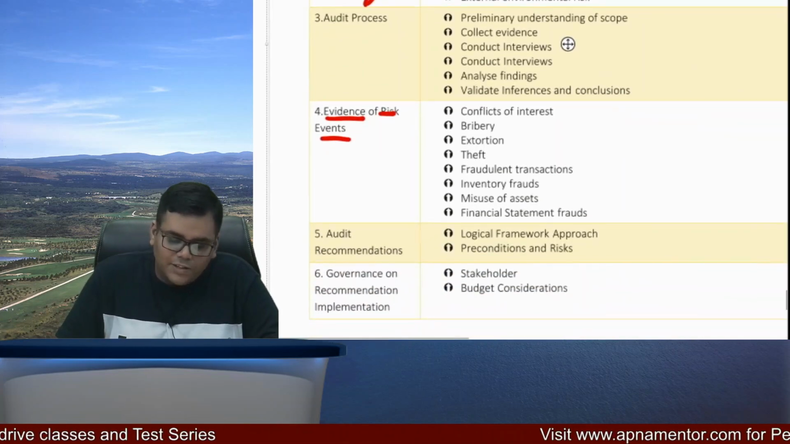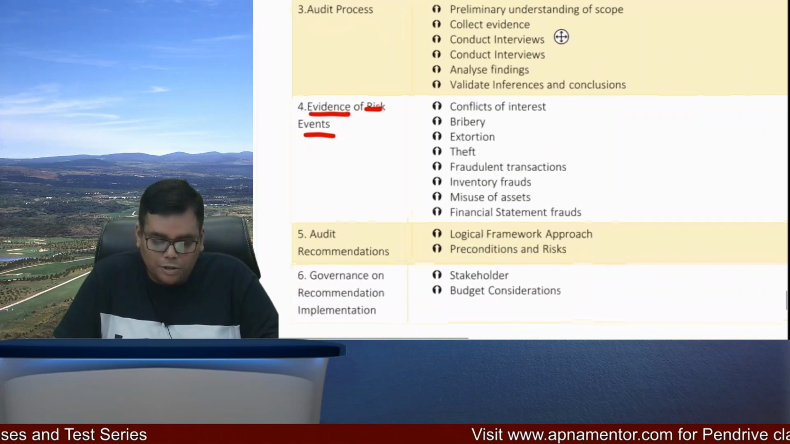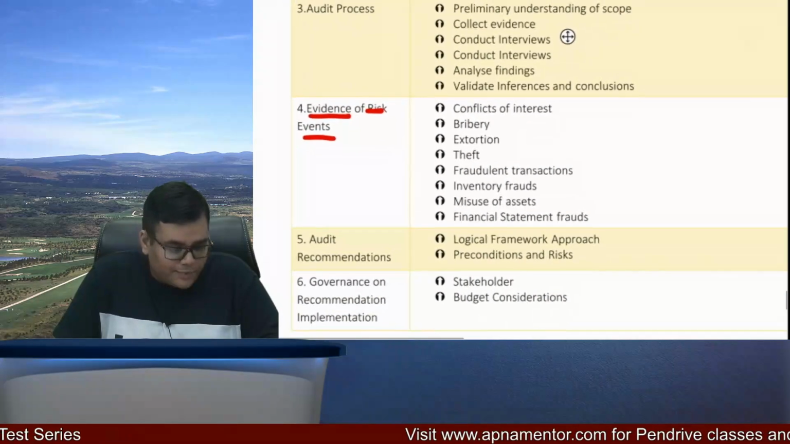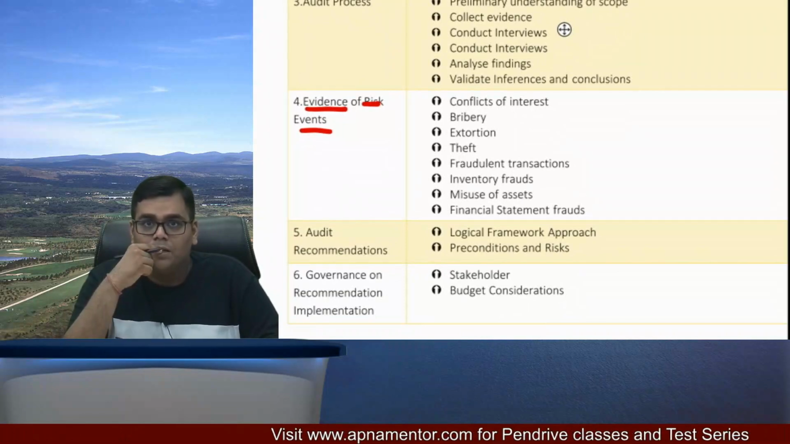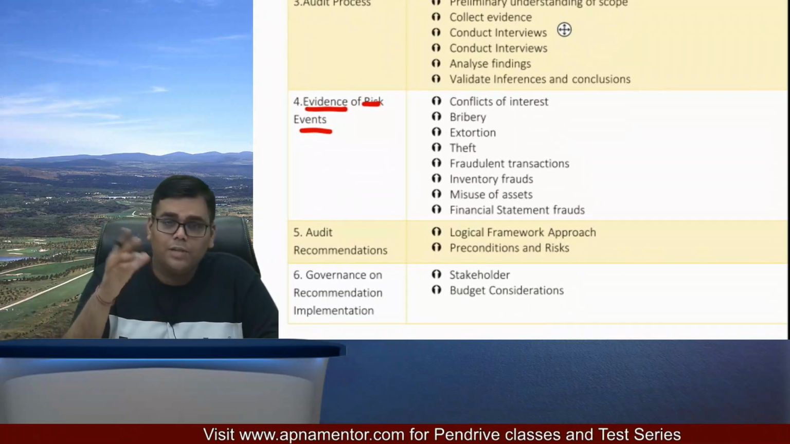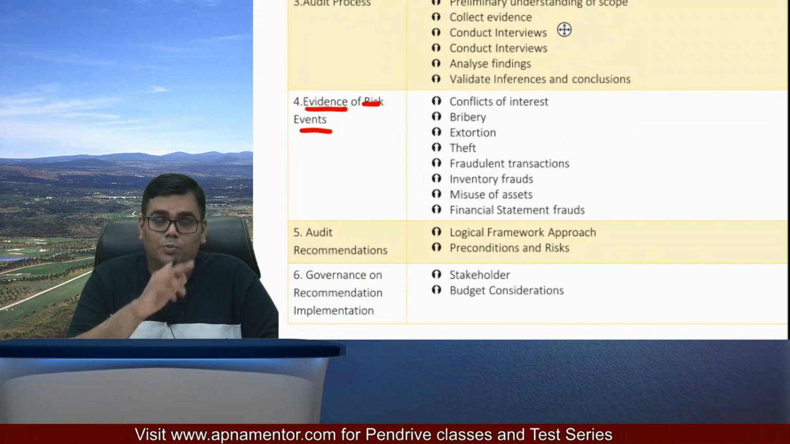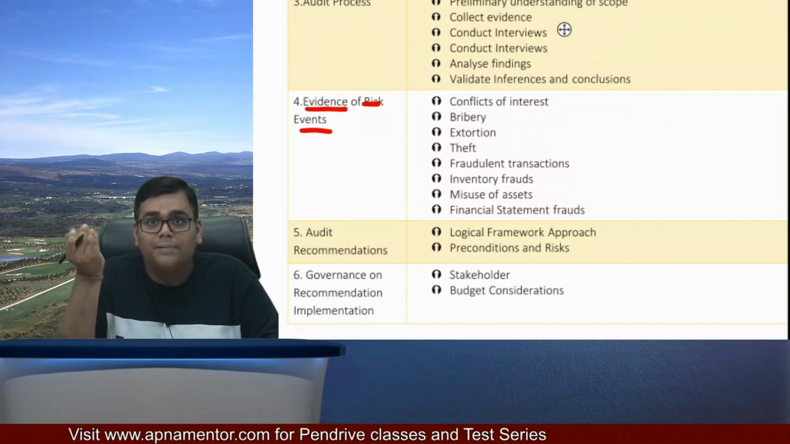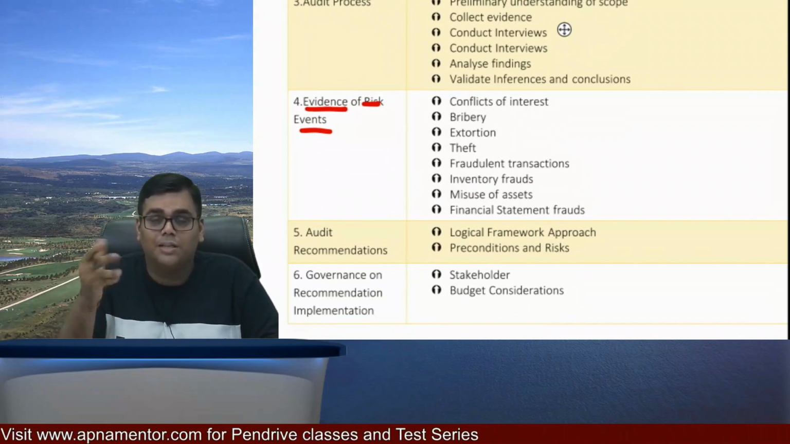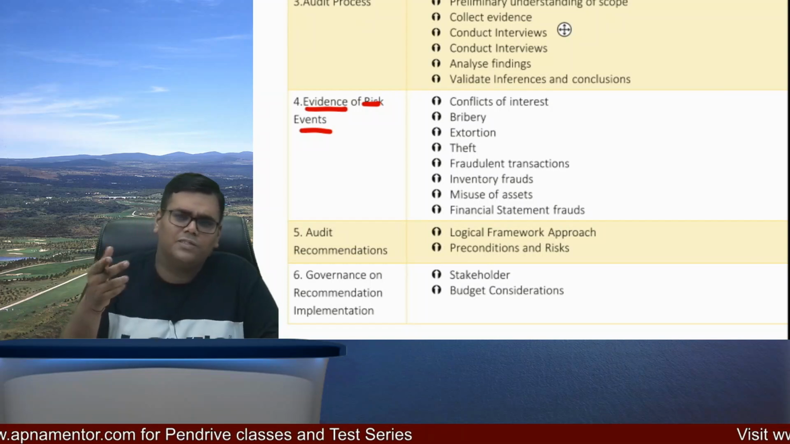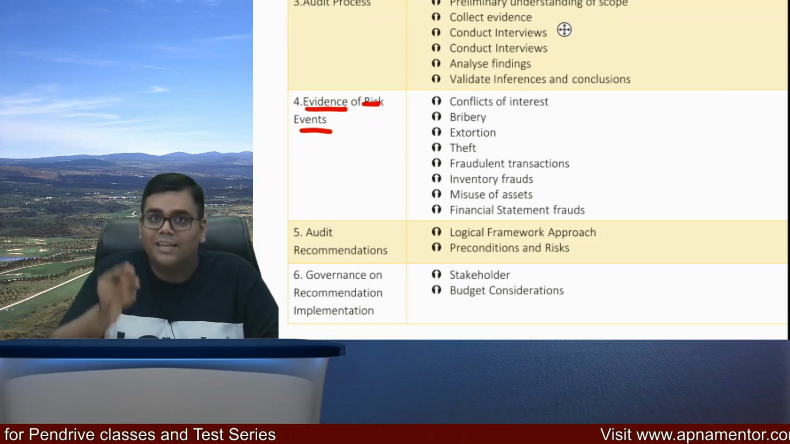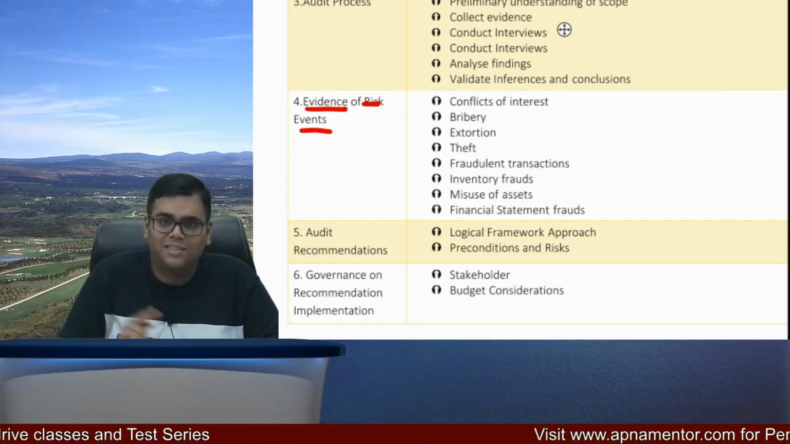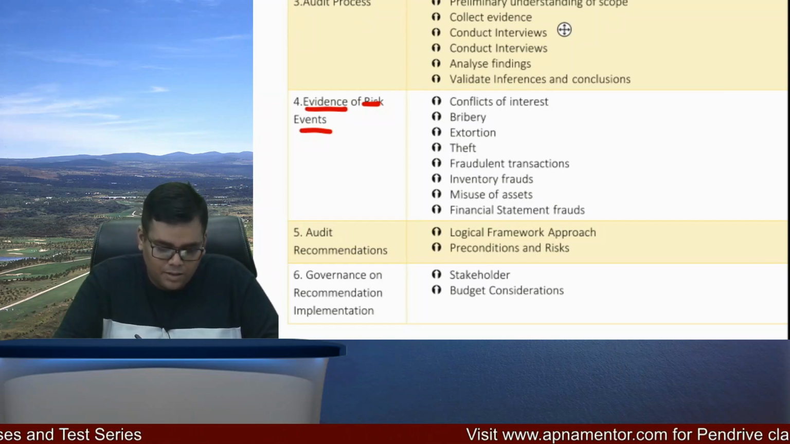Then the evidence of risk events, obtaining the evidence of risk events. Now those risk events may be different. For example, it may be a bribery. For example, claim ke waqt, the bribe was given to the insurance officer to process the claim. So that bribery might be the risk event. Extortion, dhamkana, that is the insurance officer. The insurance officer was threatened that I will kill your family, will kill you, process my claim. Ask the insurance company to process my claim.